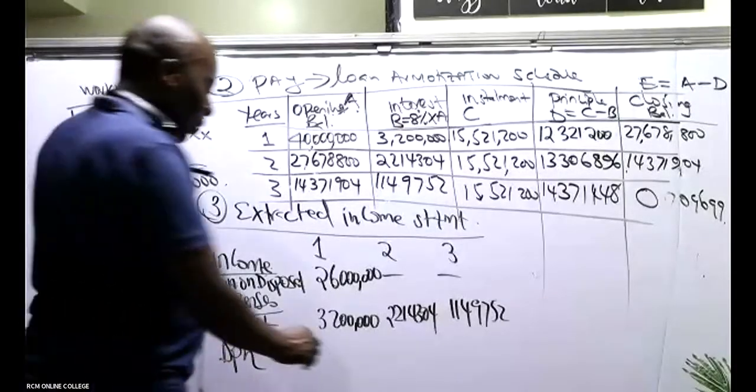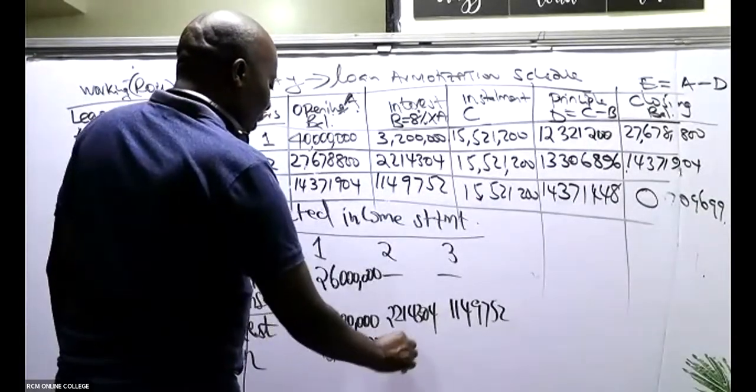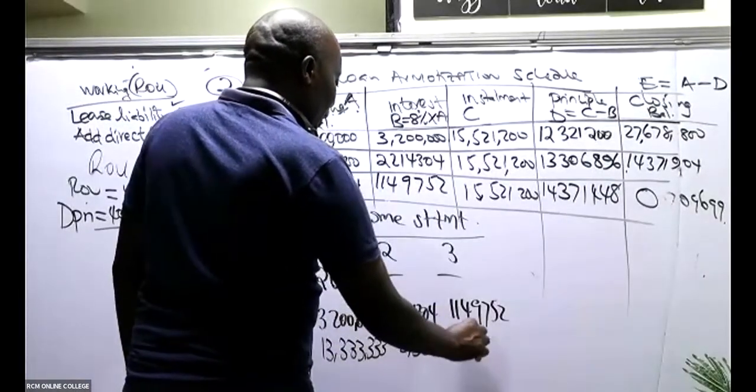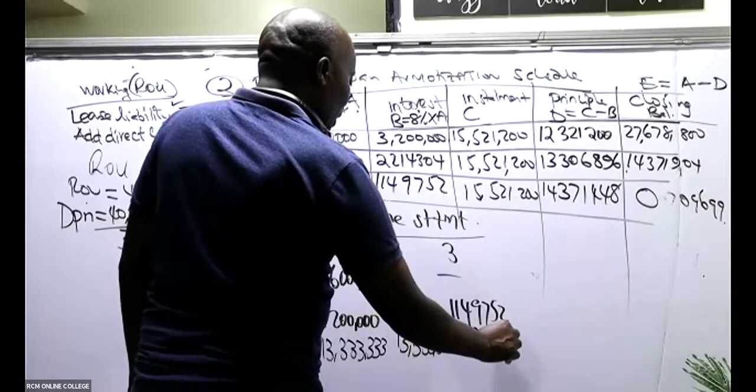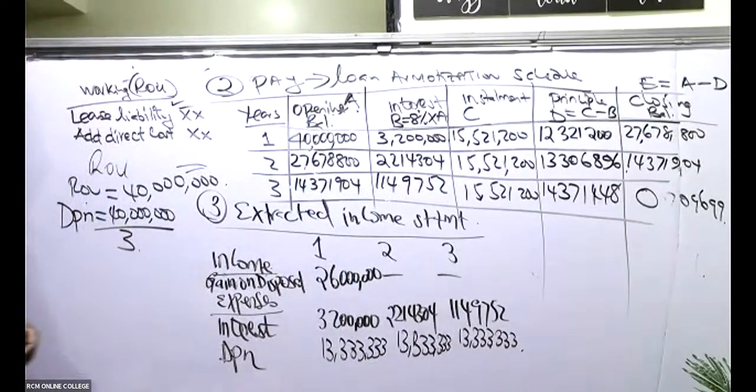So we have here 13,333,333. Like that, 13,333,333, and now you are through with your extracted income statement. These are the numbers you'll be able to take to your income statement pertaining to your leased asset. These are the numbers you should be able to take to your full income statement, pertaining to this extracted income statement.